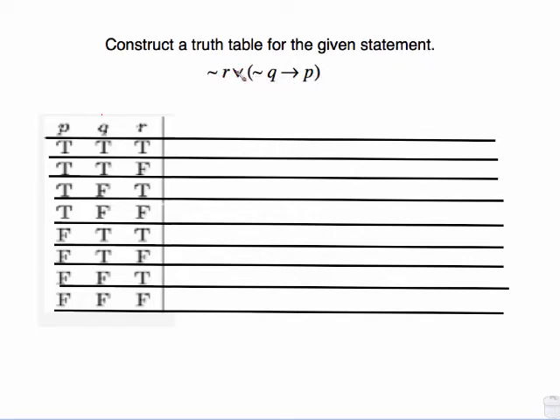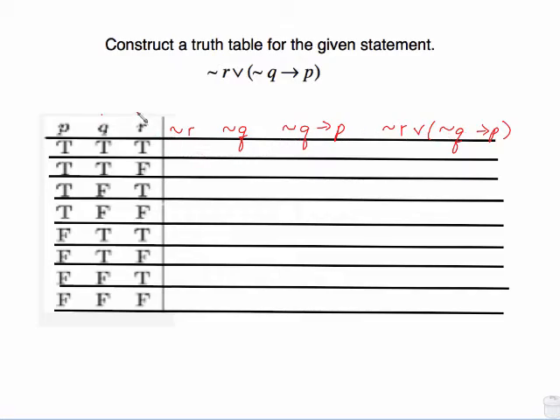Look through here and notice that we have a not R, so we're going to need a not R column. We have a not Q, so we're going to need that column. That takes care of those individually. Now looking inside the parentheses, you need not Q implies P. Put that all together with the not R: not R or if not Q, then P. So these are all the steps we're going to have to go through to get to this final statement.